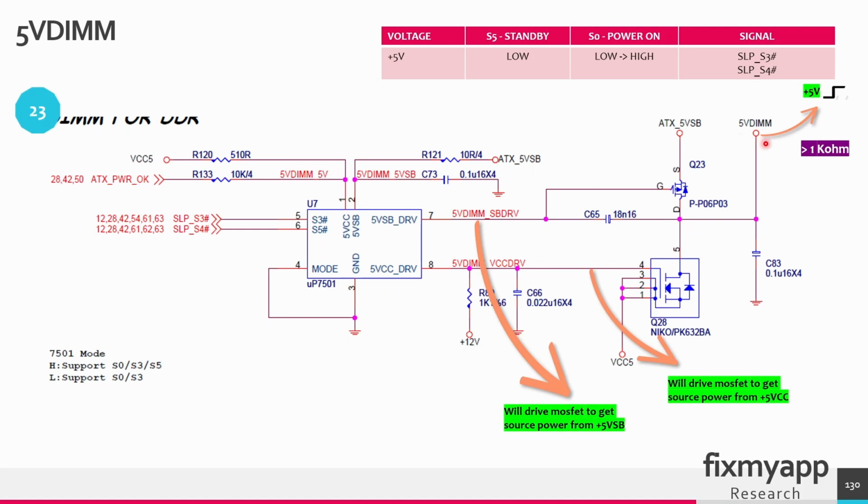The 5 volt DIMM rail does not power the actual memory chips directly, but it is used as the source voltage to create different RAM related voltages that will go to the DIMM slots. Basically all the voltages that are RAM related will derive from this plus 5 volt DIMM.